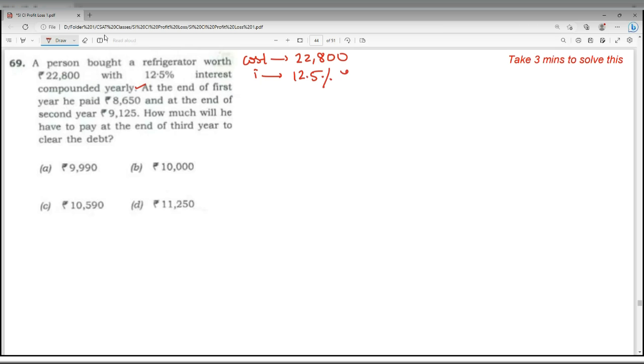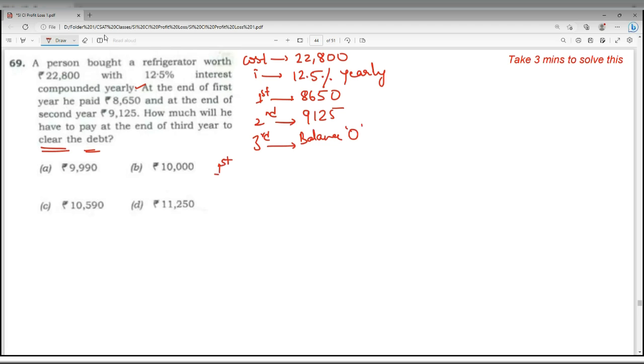This is yearly. At the end of the first year he paid 8650. Second year he paid 9125. And for the third year they are asking how much he should pay to clear all the debt. To clear the debt means he has to repay everything, so the balance should be 0. So we'll go step by step here.